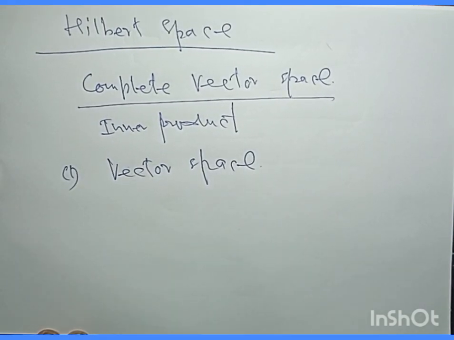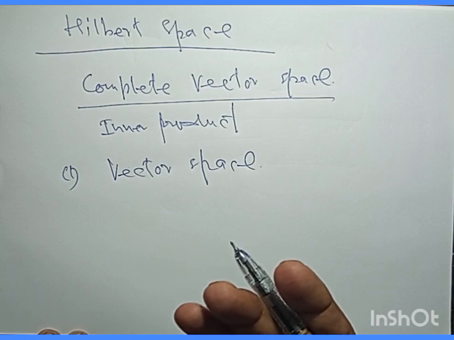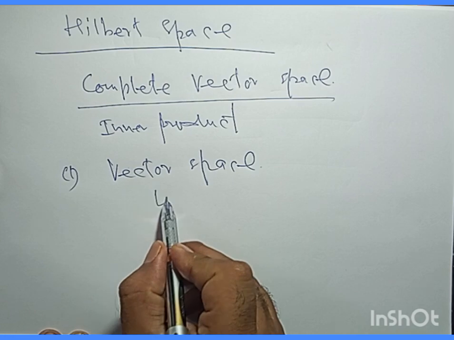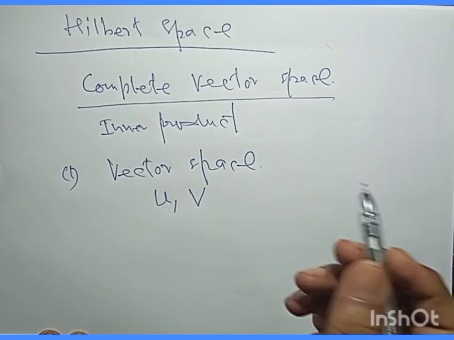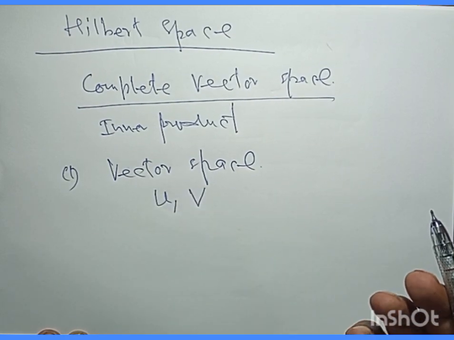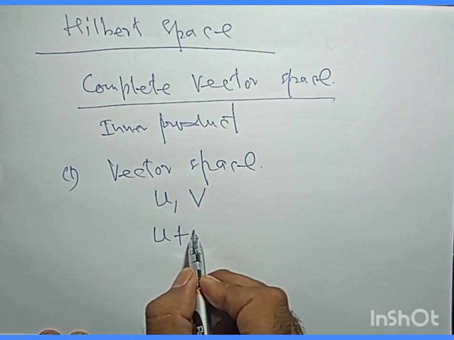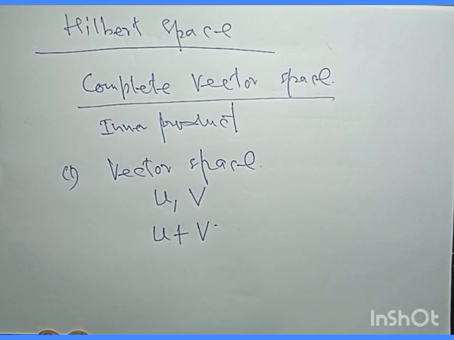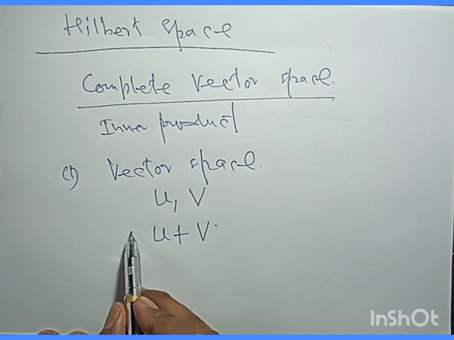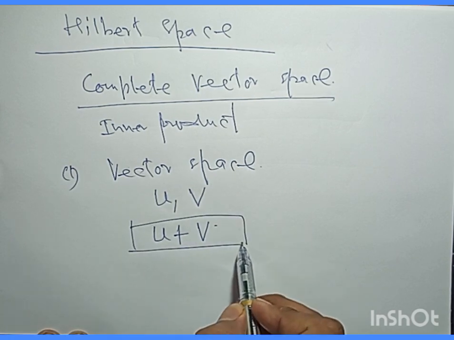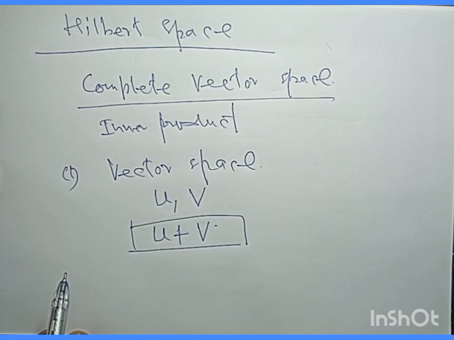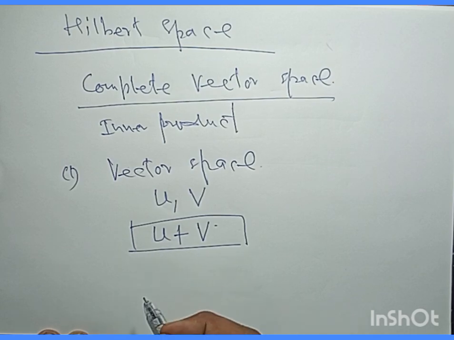And if we talk about addition, we can add vectors together. Suppose we have two vectors, vector u and vector v. Then we can add them, vector u plus vector v. And this addition of the two vectors is also a vector in the Hilbert space.